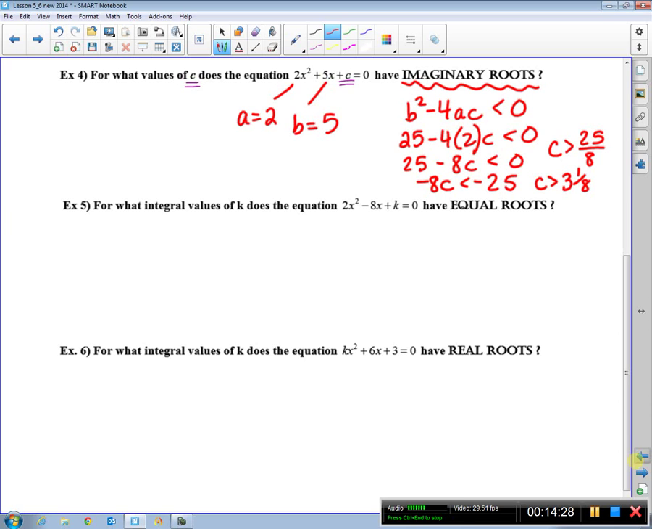So if I want to pick the next integer that's greater than 3 1/8, I would pick 4, 5, 6, etc. So we can take this equation now, we can check that. Let's try putting in a 4. Let's graph this on your graphing calculator and see what you got.